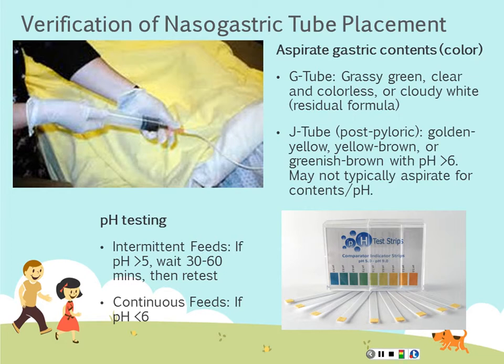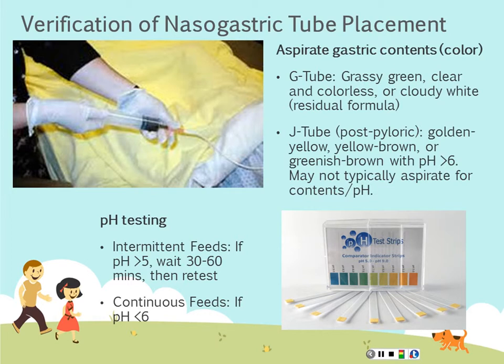You can aspirate gastric contents for pH testing, and down there at the bottom right you will see pH strips, and those should be at the bedside of a patient that has a nasogastric tube. And with that, if they are on intermittent feeds you want a pH of less than 5. If it's greater than 5, you want to wait 30 to 60 minutes and then retest. If they have continuous feeds, you want the pH to be less than 6.